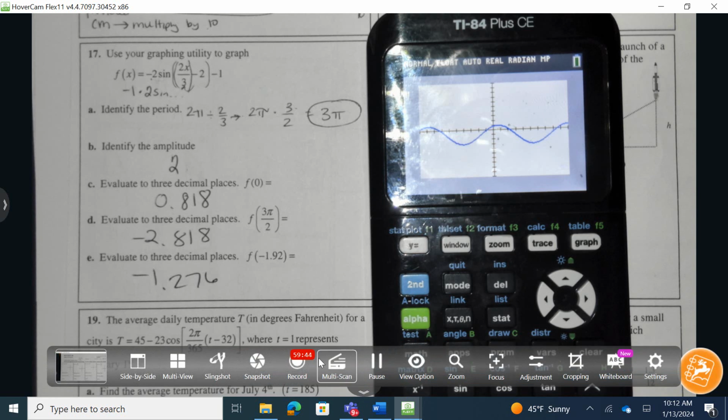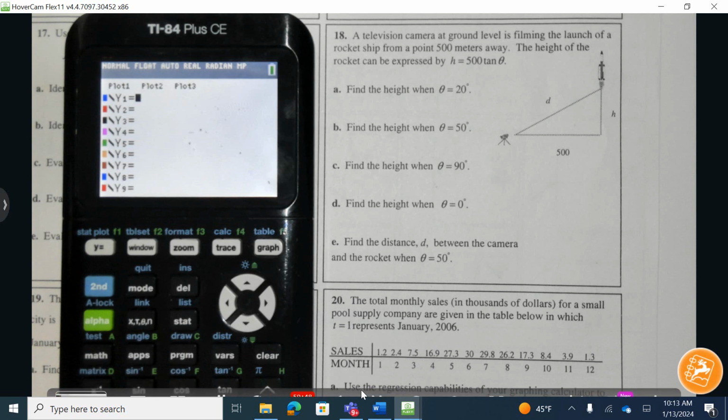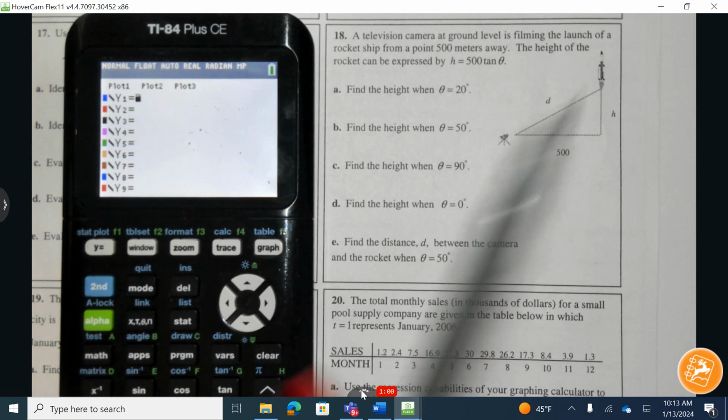Let's go on right now to looking at number 18. This is very similar to one of the examples Mr. McFarland did in his instructional videos for lesson 5. We have a television camera at ground level filming the launch of a rocket ship from 0.500 meters away. The height of the rocket ship can be expressed by this.